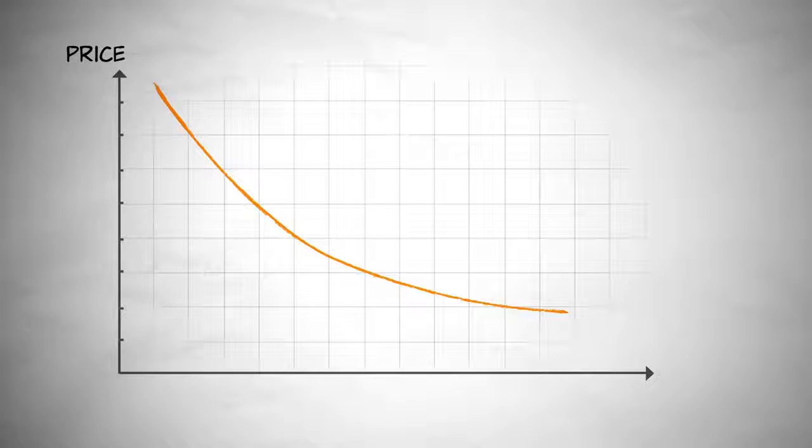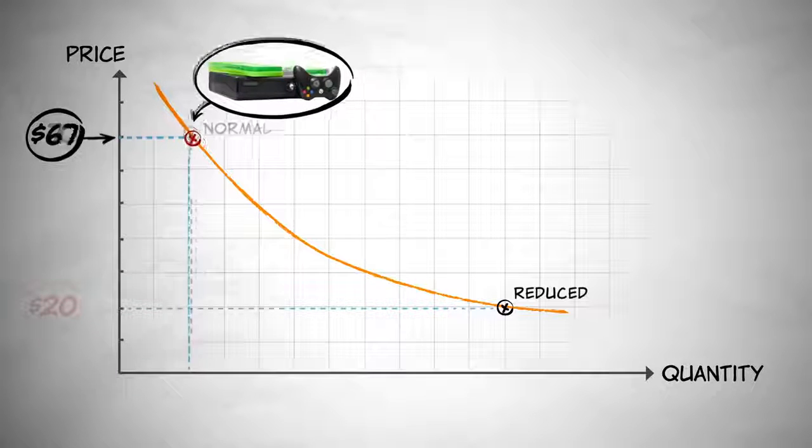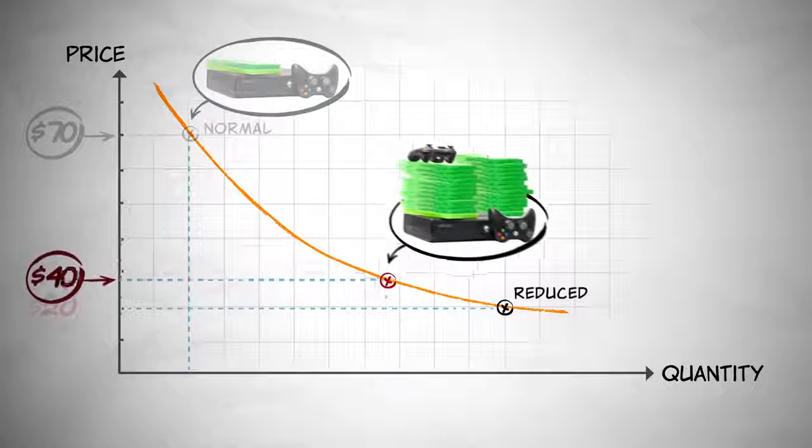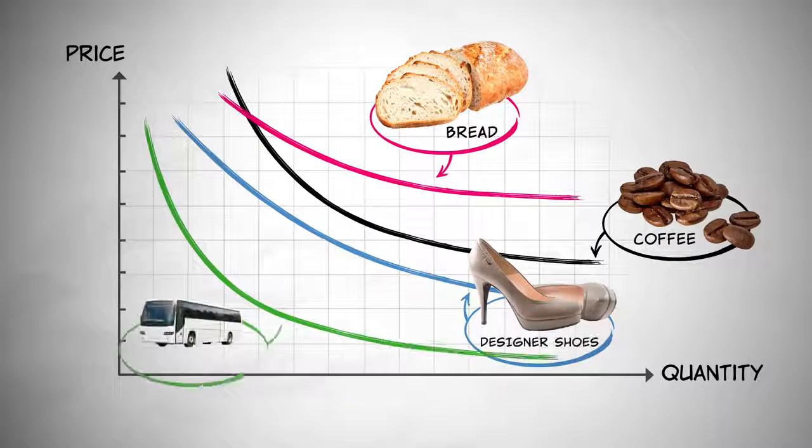Price is shown on the vertical axis, and quantity is shown on the horizontal. Here's the normal price, and here's the Black Friday reduced price. Simply put, the quantity demanded increases as the price gets lower. But let's delve a little deeper. There's a different demand curve for every good or service out there, but the ideas are the same.